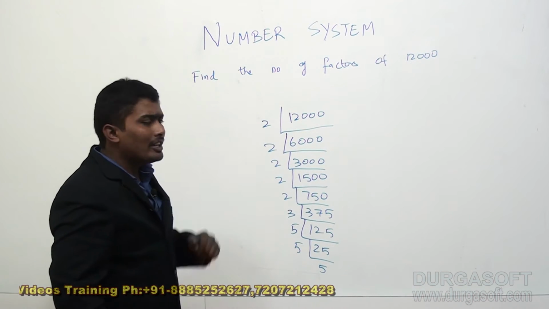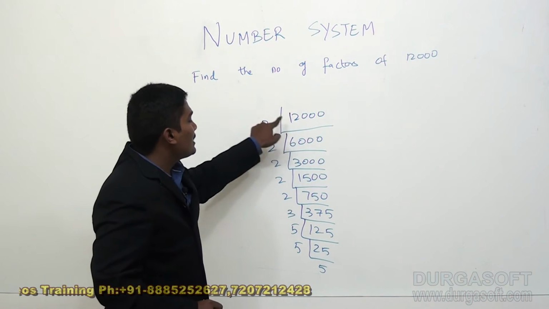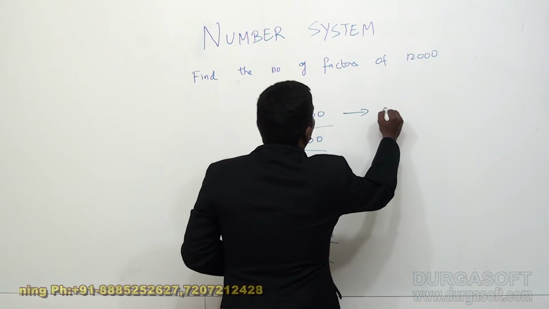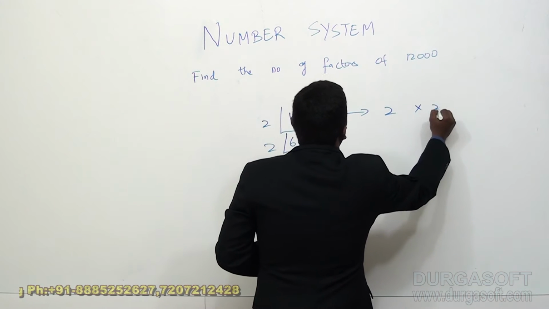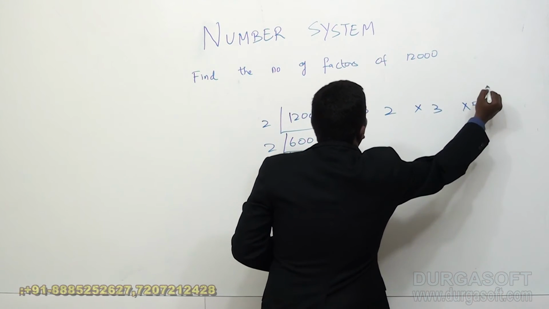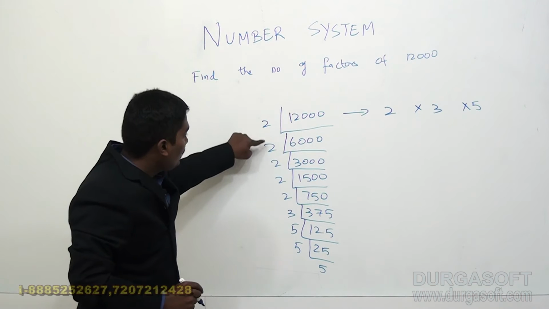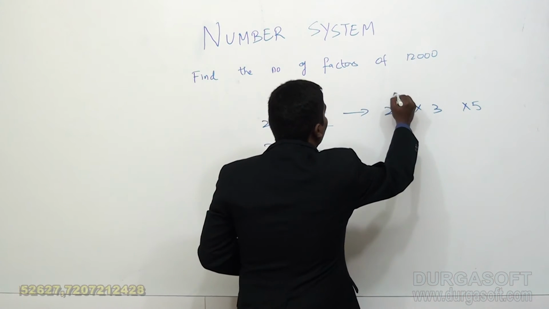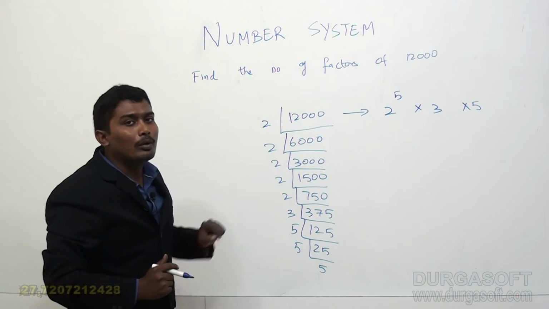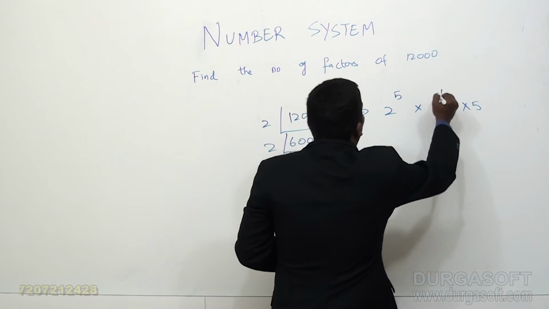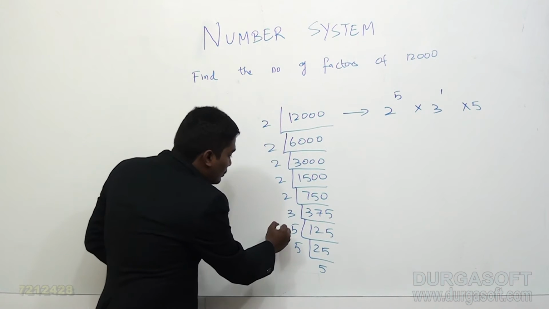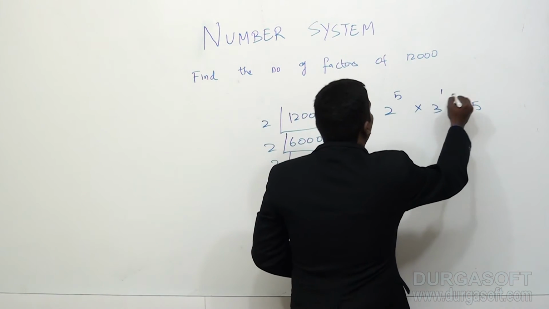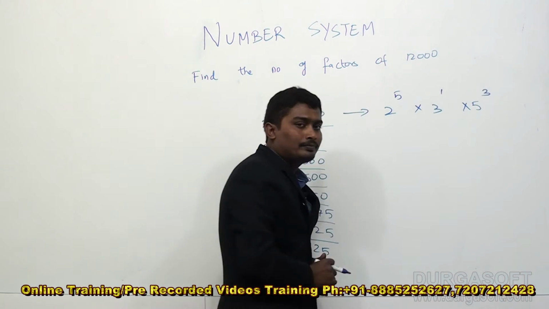Now the next step that I will need to do is, I have to write this as powers of these prime numbers. So this number 12,000, I can write it as 2 power some number into 3 power some number into 5 power some number. So 2 power 1, 2, 3, 4, 5. So there are 5 2's, so 2 power 5 into 3, there is only one 3. So 3 power 1 into 5, there is 1, 2, 3 5's. So there are 3 5's. So 2 power 5 into 3 power 1 into 5 cube.